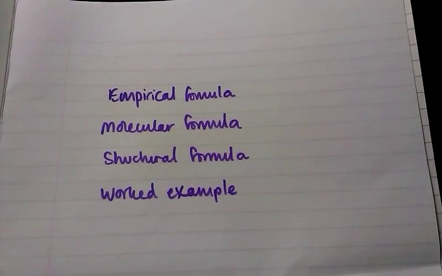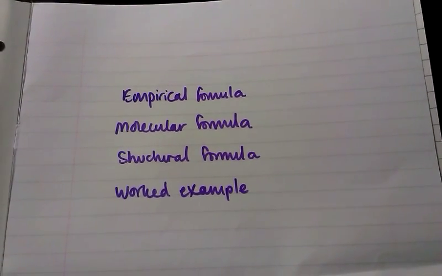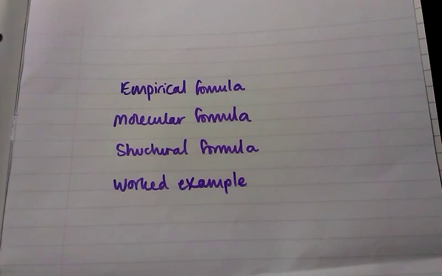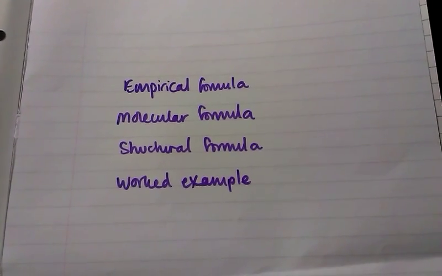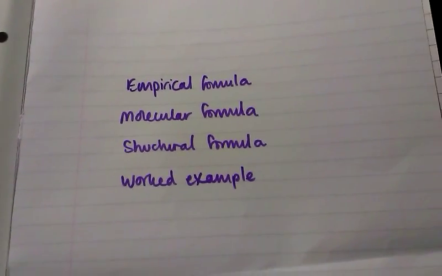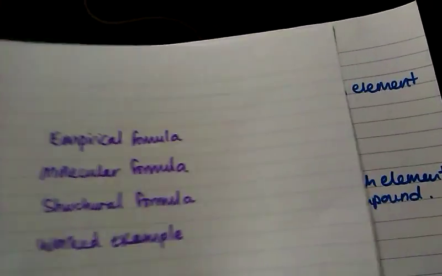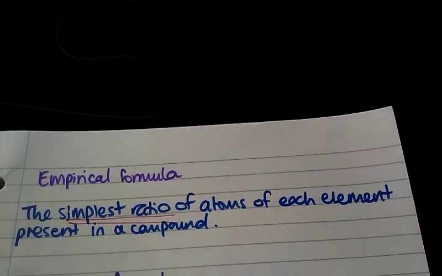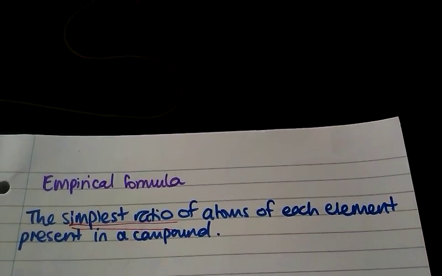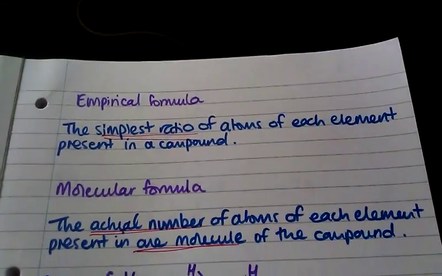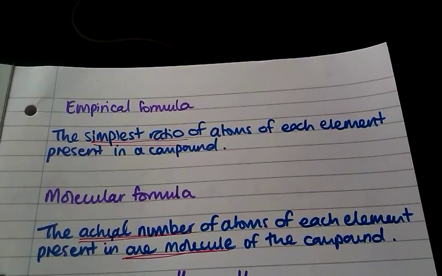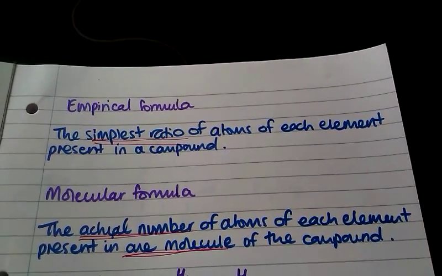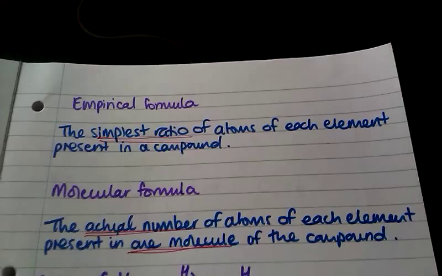This video is going to go through the definitions of empirical formula, molecular formula, structural formula, and then I'm going to go through a worked example to show you how all three of these are linked together. Okay, so the empirical formula is defined as the simplest ratio of atoms of each element present in a compound. The molecular formula is the actual number of atoms of each element present in one molecule of the compound.